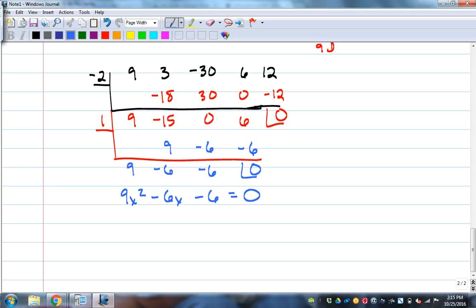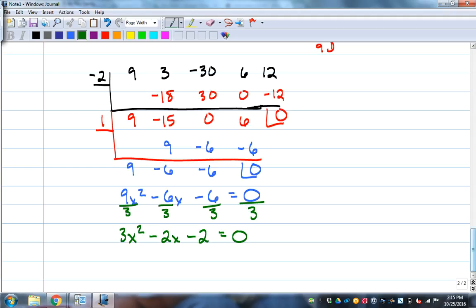What can I do to make this easier for this problem? Divide by 3, because they're all divisible by 3. So divide by 3. We're going to divide both sides of the equation by 3. We're going to divide this 0 by 3, so that keeps us from having to put it out in front. Because we're legally dividing everybody by 3. So that's going to get us 3x squared minus 2x minus 2 equals 0.